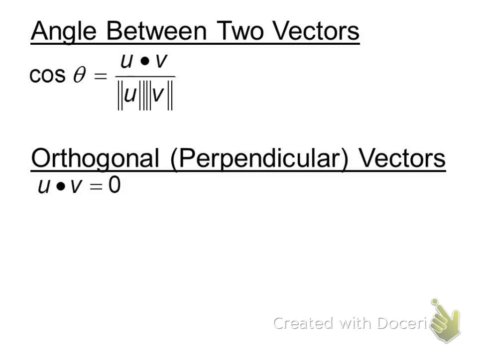And then the last thing is orthogonal vectors. Orthogonal is just a fancy word for perpendicular. So when two vectors are perpendicular, they are called orthogonal. The way that we can determine if two vectors are orthogonal is by doing the dot product between those two vectors. As long as the dot product equals 0, then they are orthogonal.